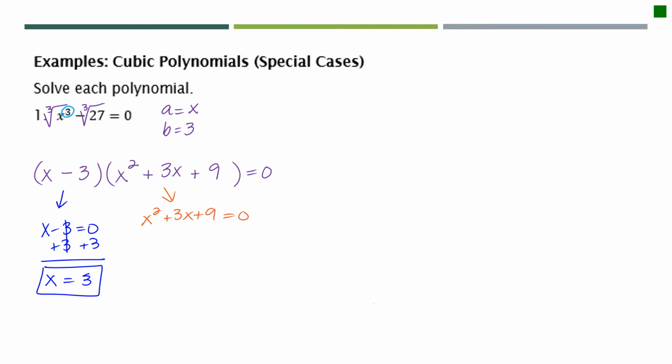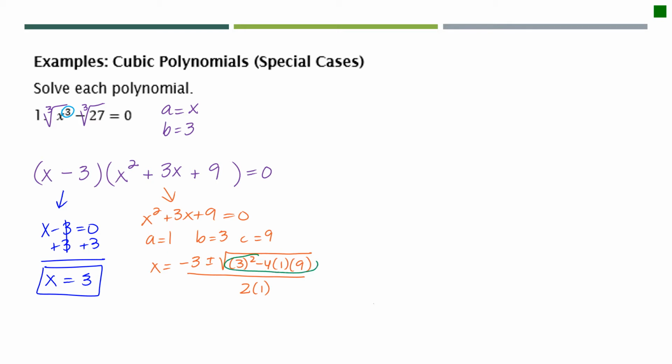Way back when we first started talking about factoring, I said that if you use the formula for the sum or difference of cubes, that trinomial will never be factorable. That means we can't do a diamond because we'll never find 2 numbers that multiply to 9 and add to 3. So we have to use the quadratic formula. So I'm going to identify a, b, and c, which are 1, 3, and 9. And then I'm going to plug them into the quadratic formula. So I have negative b plus or minus the square root of b squared minus 4 times a times c all over 2a.